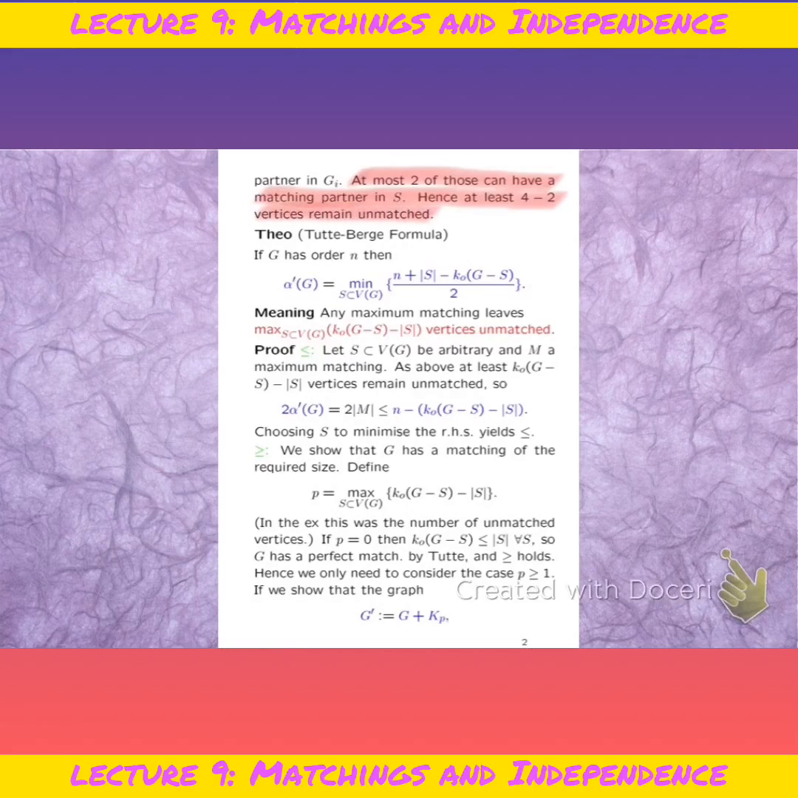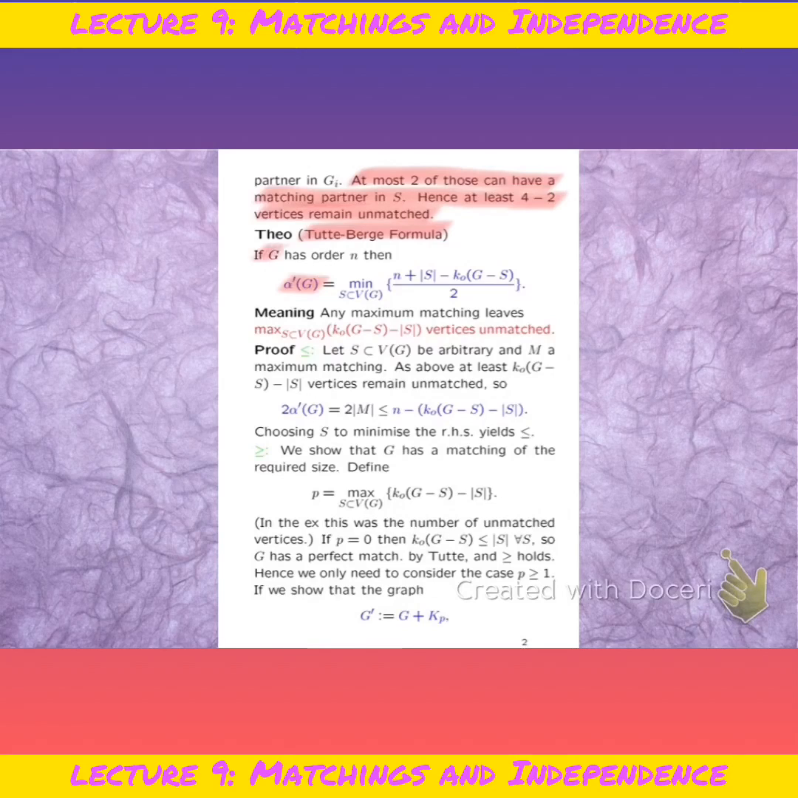That whole idea brings us to Berge's formula. Now remember this alpha prime of G: that is the cardinality of a maximum matching, the largest possible matching in the graph G.